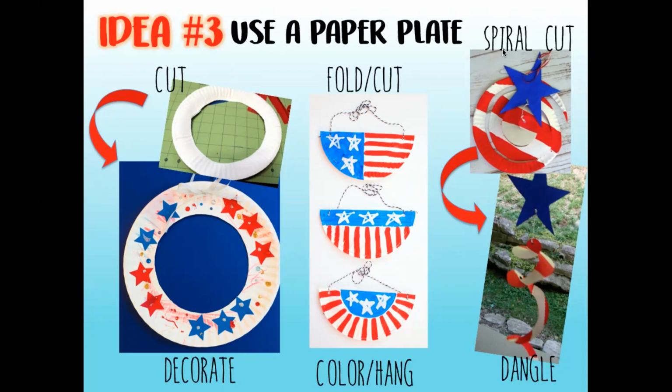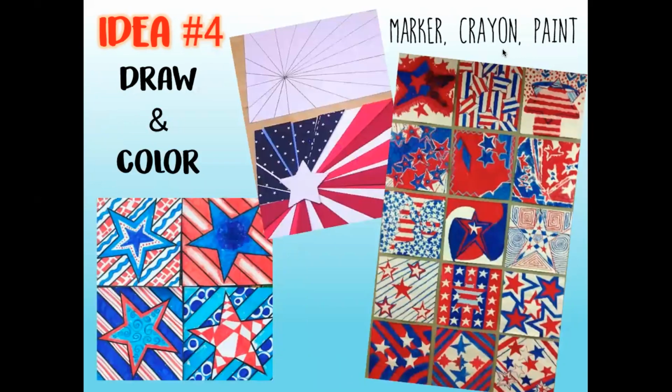And the third idea here is to cover your plate with stripes. Cut a spiral cut all throughout the circle of your plate. Make a separate star and then dangle the spiral from the star, and it looks like a swirl of stripes hanging from the star. Idea number 4 is just to simply draw and color stars, stripes, red, white, and blue, any creative way that you can think of.